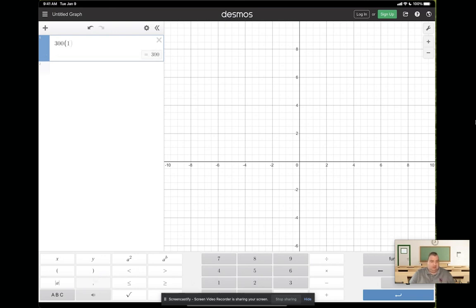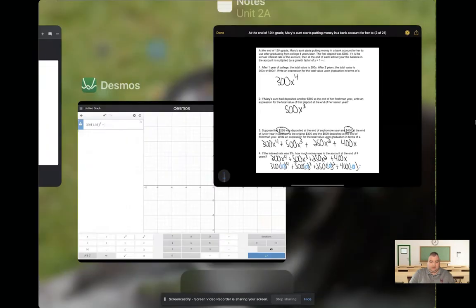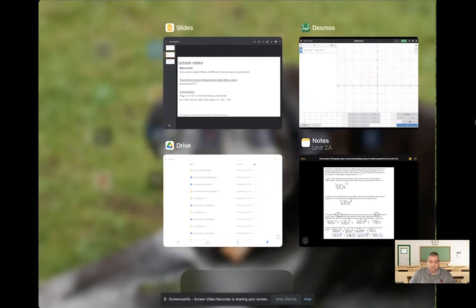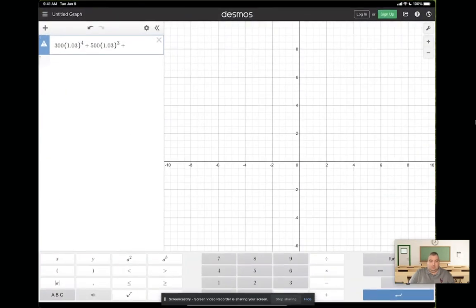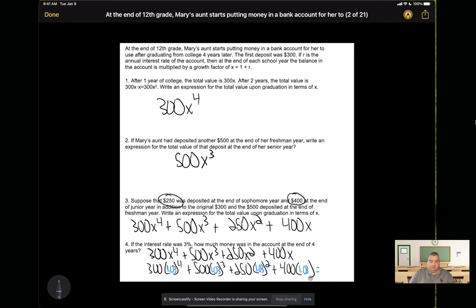So I have 300 times 1.03 to the power of 4, plus 500 times 1.03 to the power of 3, plus 250 times 1.03 squared, or to the power of 2, plus one more term, 400 times 1.03.